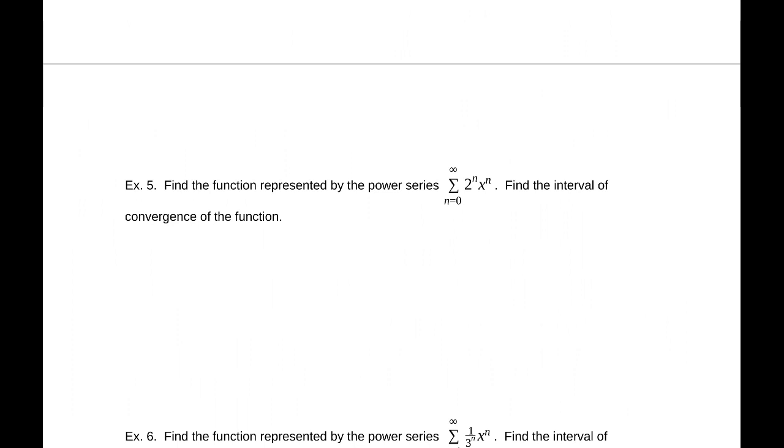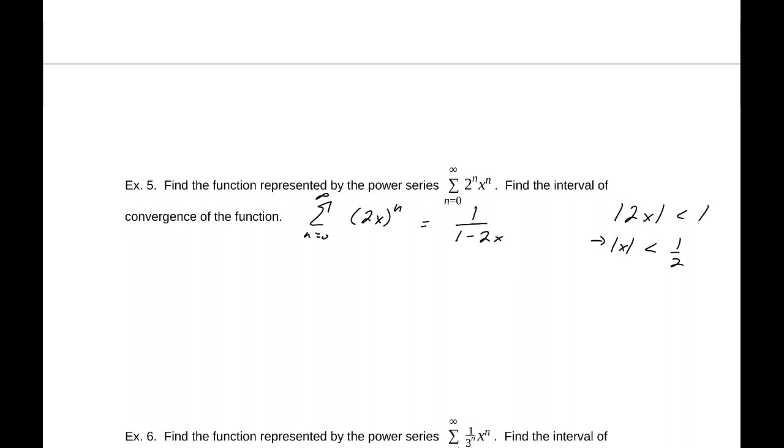All right, example 5. Find the function represented by this series, and then find the interval of convergence. Okay, well, let's see if we can, we're going in the opposite direction. Let's see, we could write this as the sum of 2x to the n, which, as long as the absolute value of 2x is less than 1, is equal to 1 over 1 minus 2x. Well, that would imply the absolute value of x is less than 1/2. So there's our function.